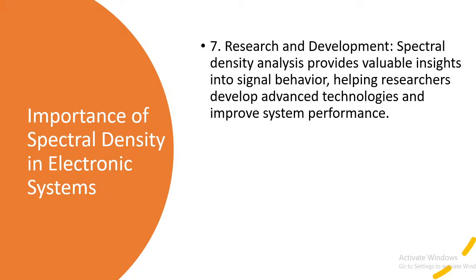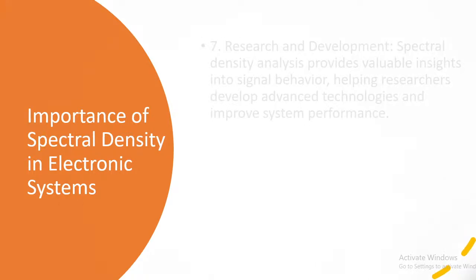And then this is important in research and development because nowadays people are developing advanced technologies to improve system performance. To improve system performance, first you have to know what the system is and how the system is working. That you can know from the knowledge of power spectral density or energy spectral density. Therefore, it is important in research and development. Next.